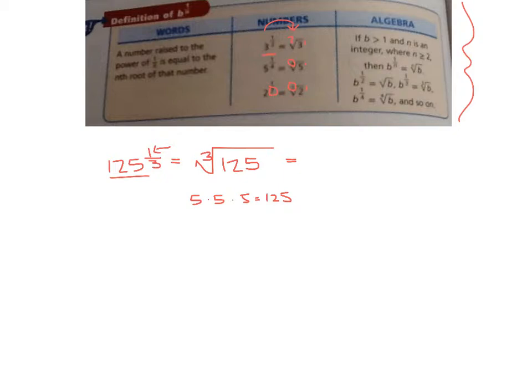But in order to write this out perfectly, I leave the cubed root, and then I say we have 3 5s, so 5 to the 3rd. These cancel out, and when those cancel out, we are left with 5. Okay, so that is the definition of the cubed root of 125.